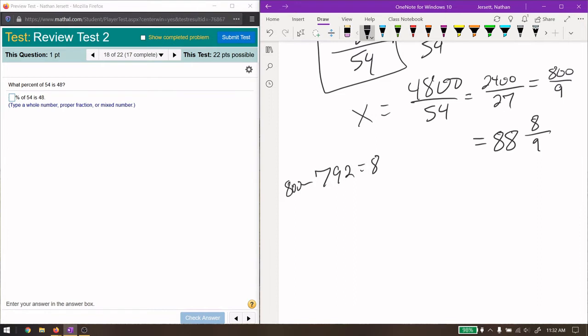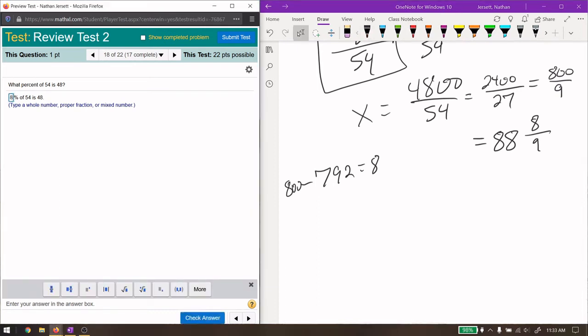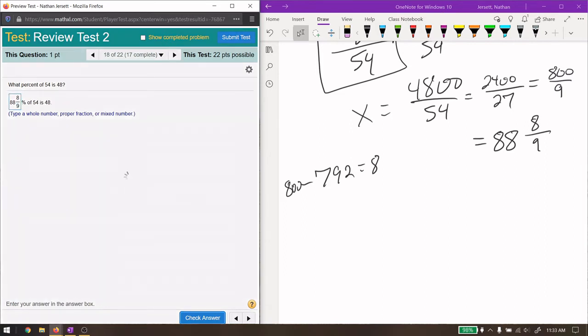To make sure you did it correctly, go 9 times 88, which is 792. Then add that onto 8, and we get 800 over 9. So we did do it correctly. You should always check it, especially on a test. Always check it. I'm actually going to use this mixed number here: 88 and 8/9. Very good.